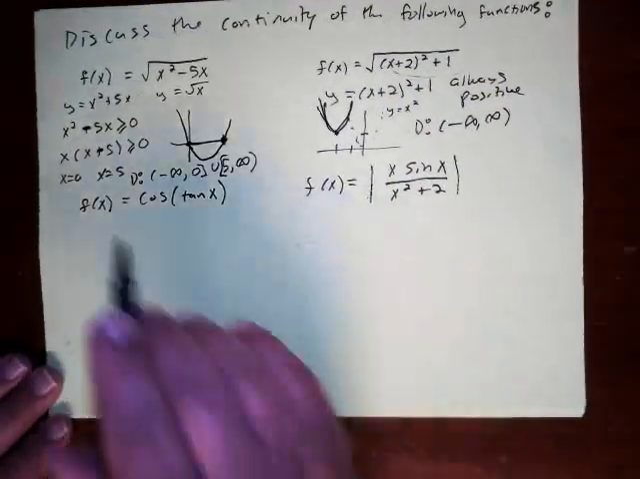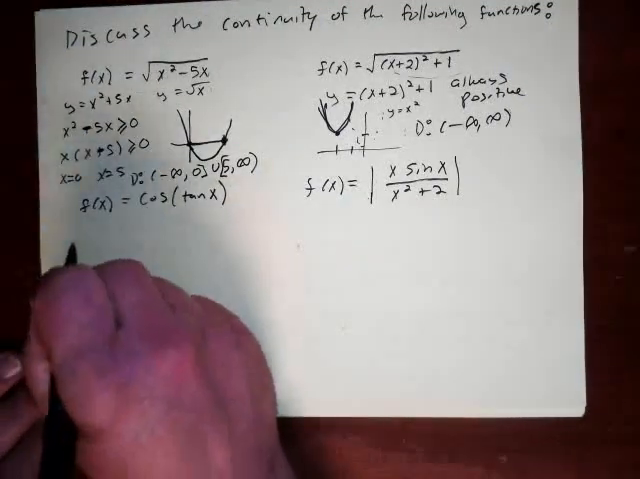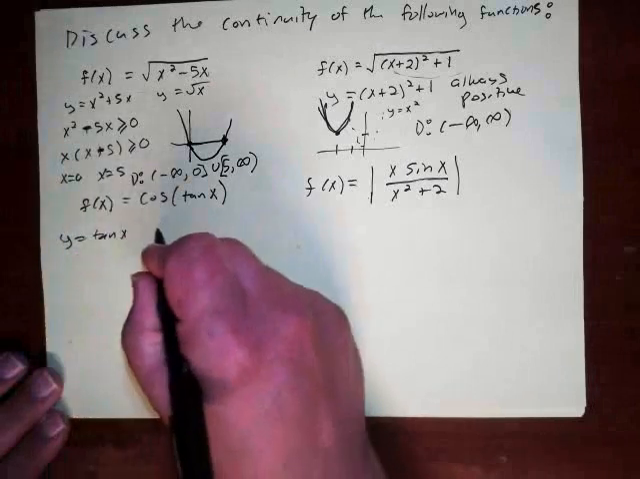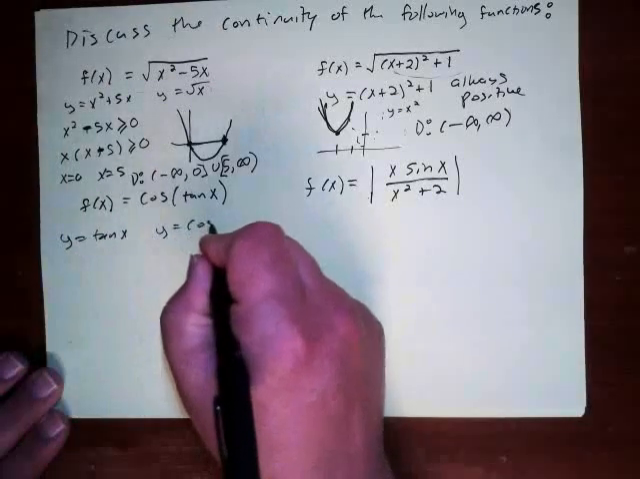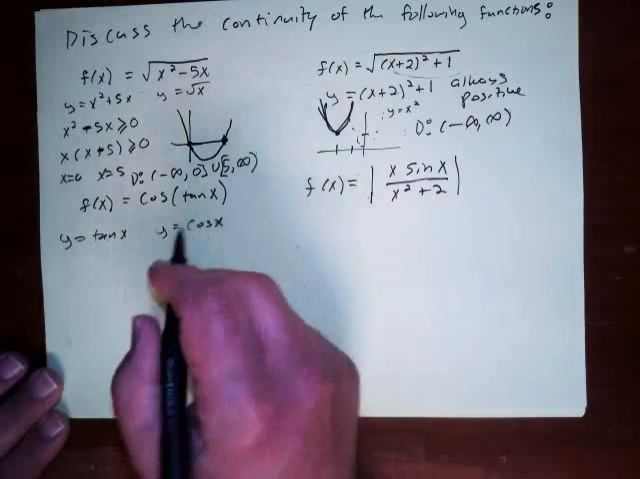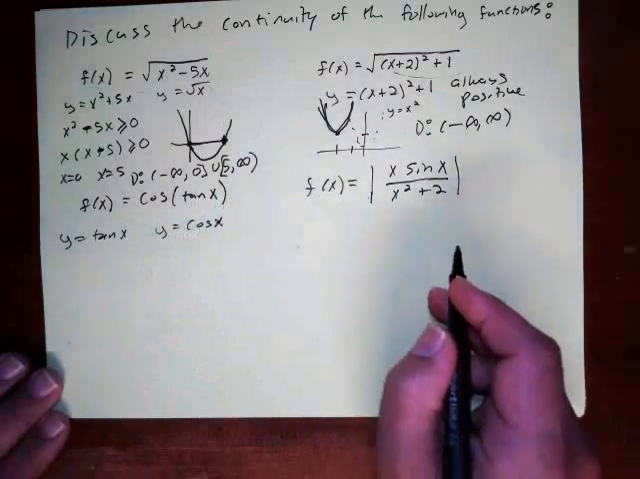So what about this? The cosine of the tangent of x, right? So the inside function is the tangent of x, and then the outside function is like the cosine of x. And we have no problem here. The cosine of x will always be continuous. Okay?